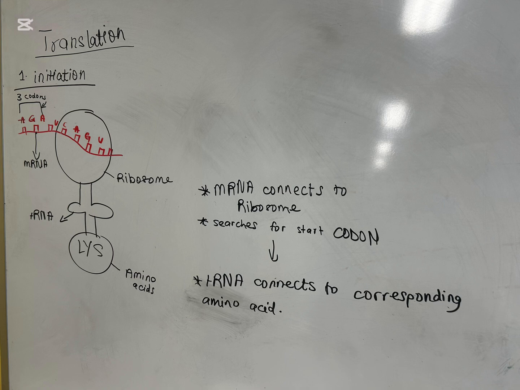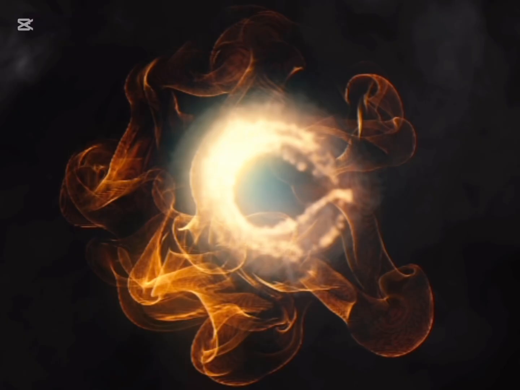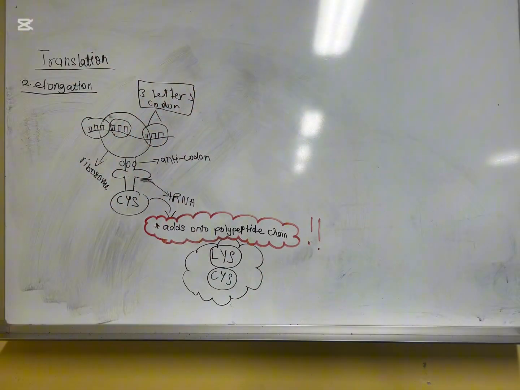Amino acids are defined as the fundamental organic molecules that serve as the building blocks of protein, and that is basically the brief of initiation. Now, elongation in translation is similar to elongation in transcription.